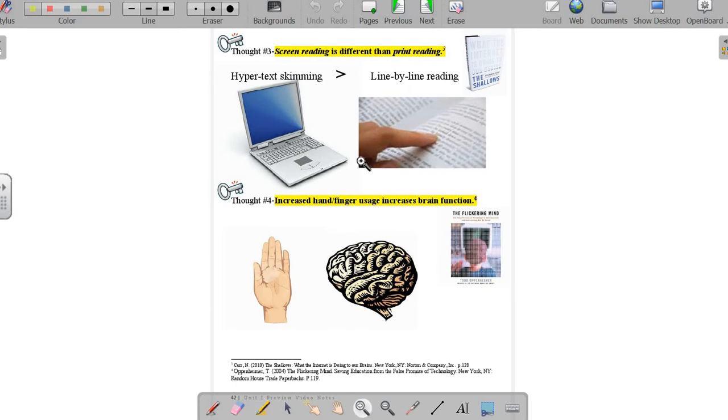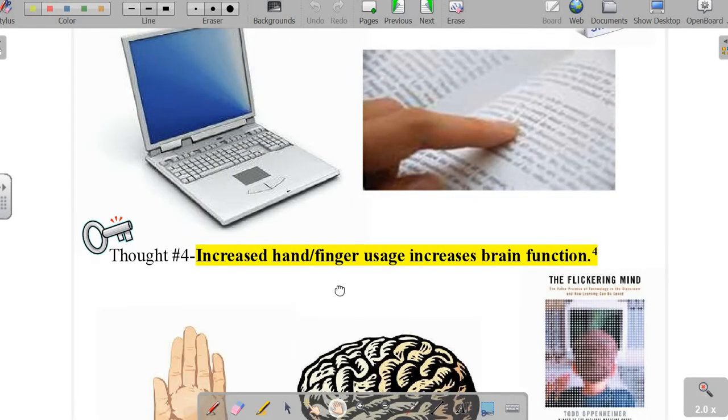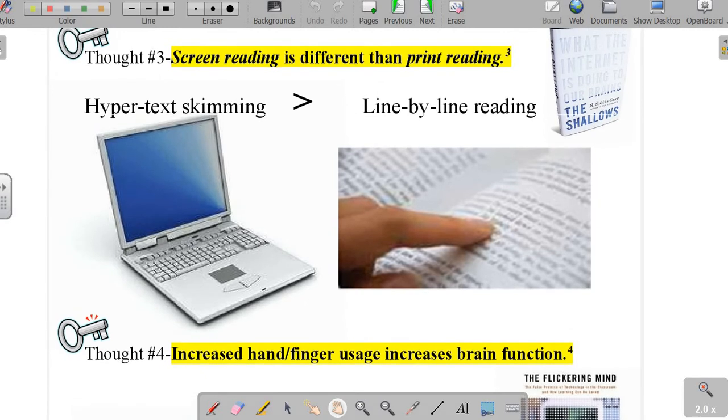Three. Hopefully you understand this. If not, this is really revolutionary. Screen reading is different than print reading. When our eyes hit a printed page, a magazine, a book, we tend to go systematically in our culture left to right, because that's how we read.